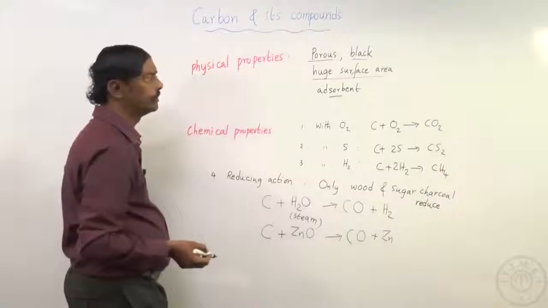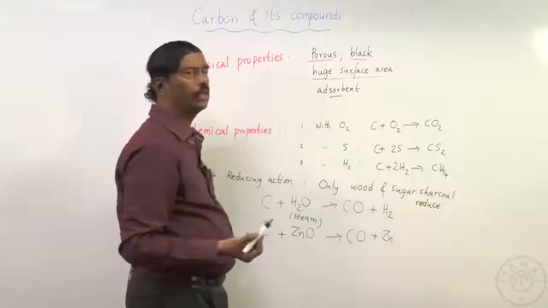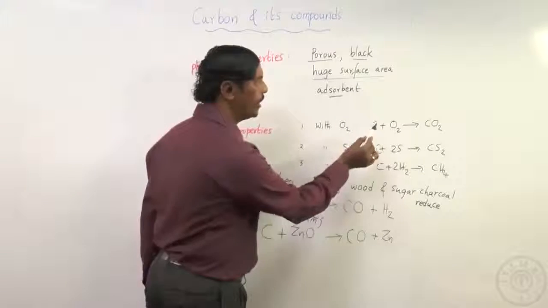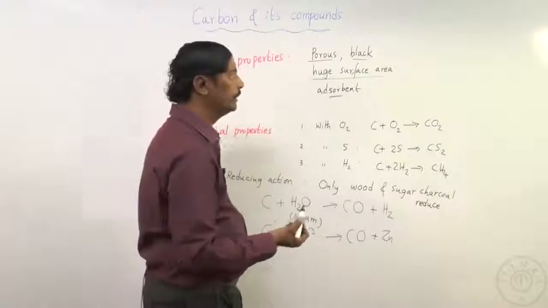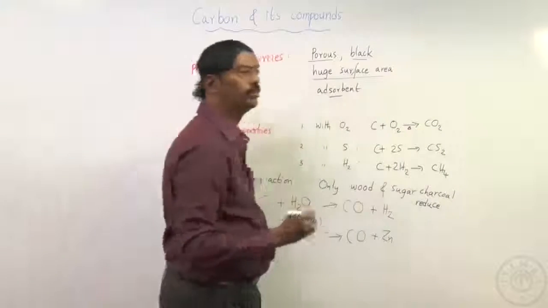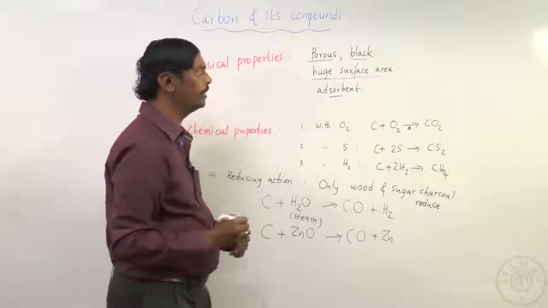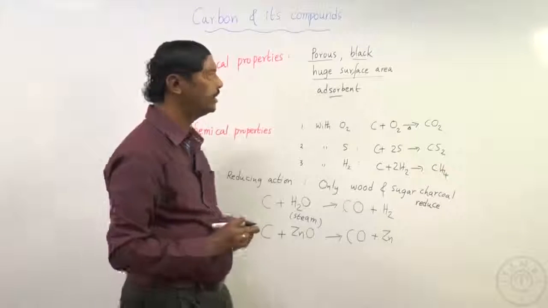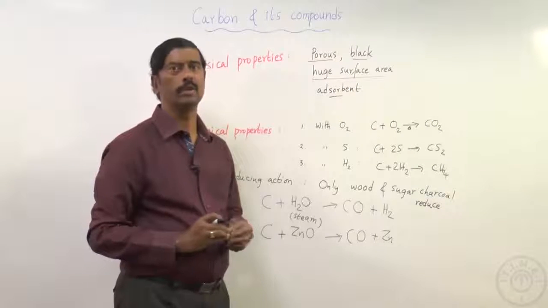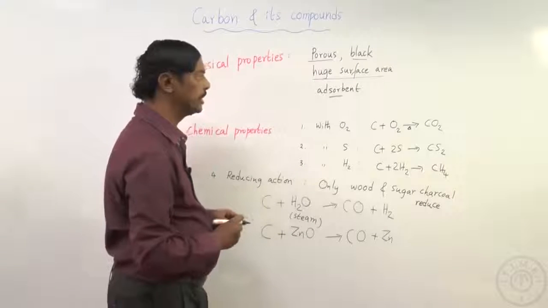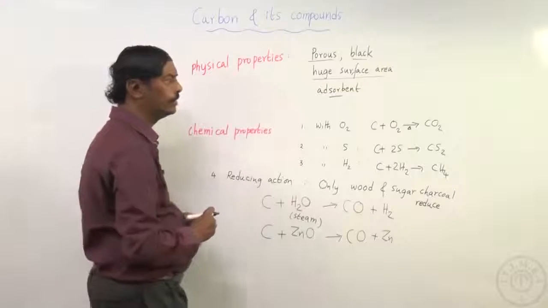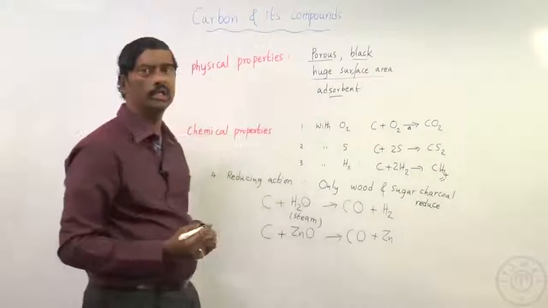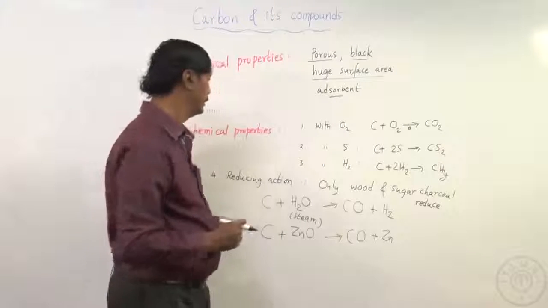And coming to chemical properties, charcoal is nothing but an allotrope of carbon. So whatever carbon shows, charcoal also has to show. Carbon and oxygen will, at a higher temperature, react to form carbon dioxide. These are all happening at a higher temperature. Similarly, with sulfur, it forms carbon disulfide. Carbon disulfide is a good solvent for certain substances. Then carbon with hydrogen will form methane. Methane, you know, is an excellent fuel, part of natural gas and CNG.